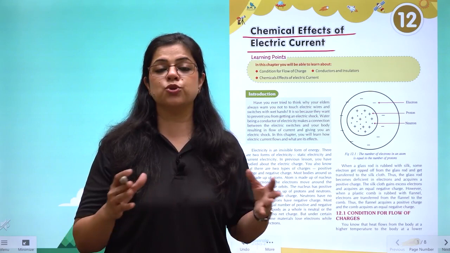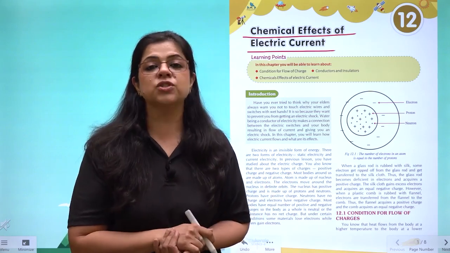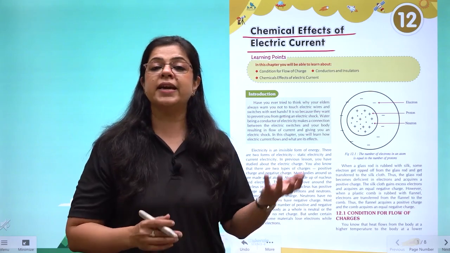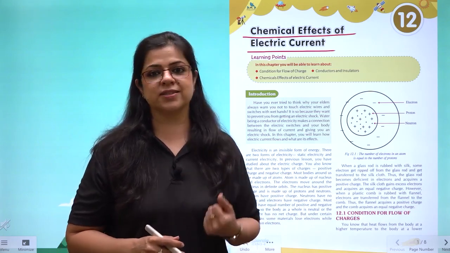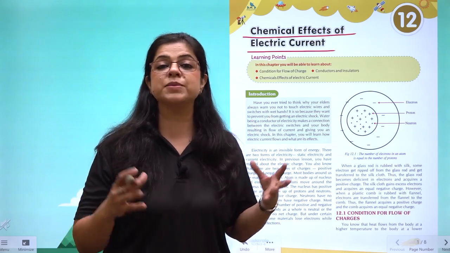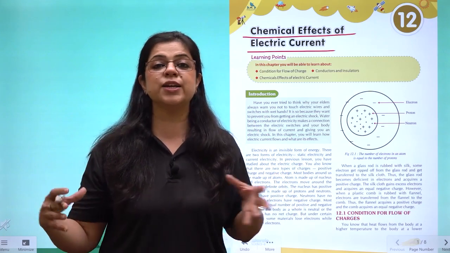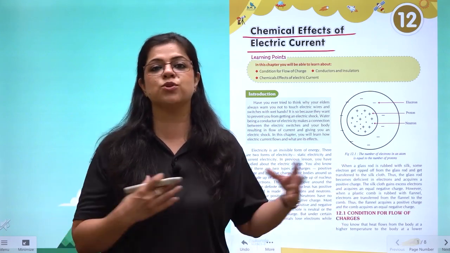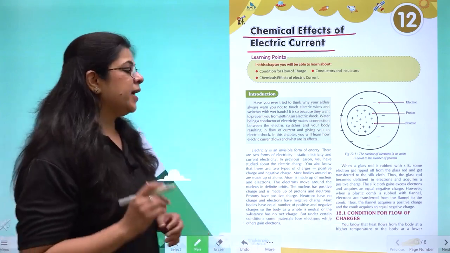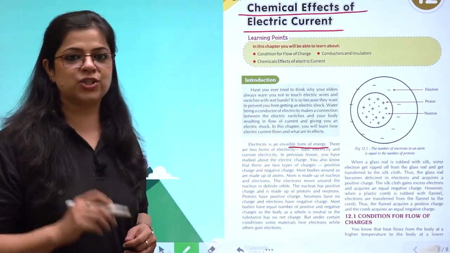But sometimes when two bodies are rubbed together, or brought in contact with a charged body, or brought close to a charged body, it can acquire charges. So this charge that a body acquires becomes the electrical charges. And if these electrical charges are continuously flowing from point A to point B, they become electricity. So, electricity is actually an invisible form of energy.